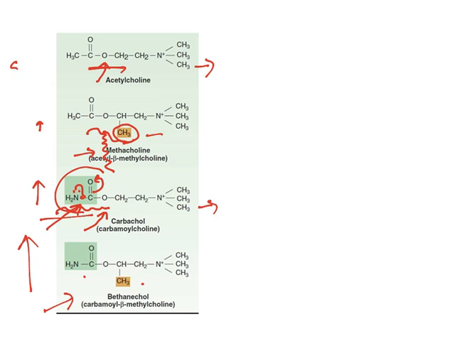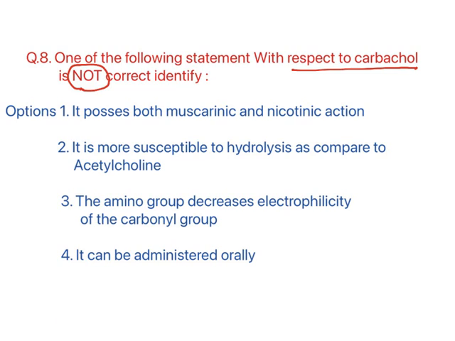This is what SAR is, structure activity relationship. So this is about acetylcholine analogs. Now the question is about what is not true in the following options about carbachol. It possesses both muscarinic and nicotinic actions. True. It is like an acetylcholine derivative, so it has got muscarinic as well as nicotinic actions. Now, it is more susceptible to hydrolysis as compared to acetylcholine.